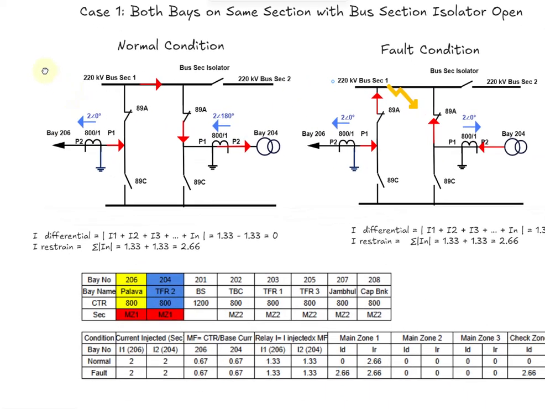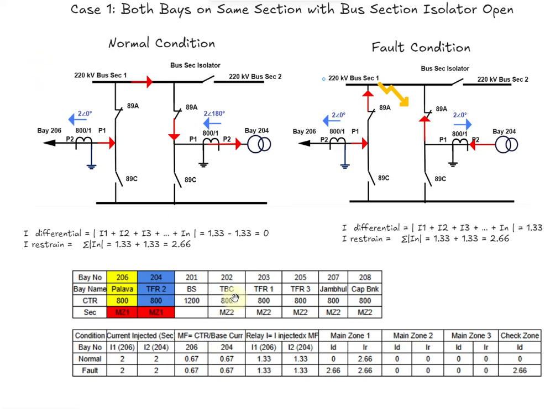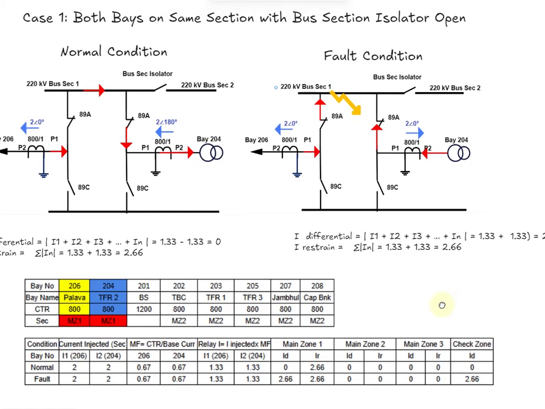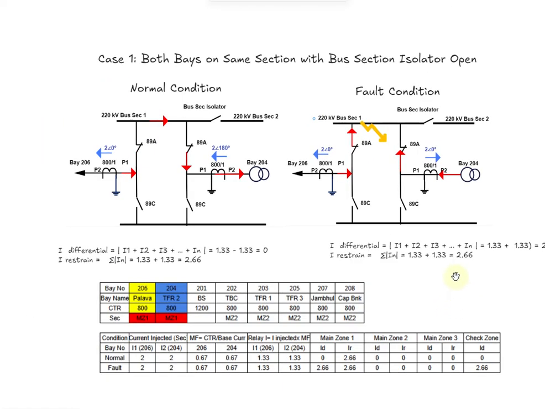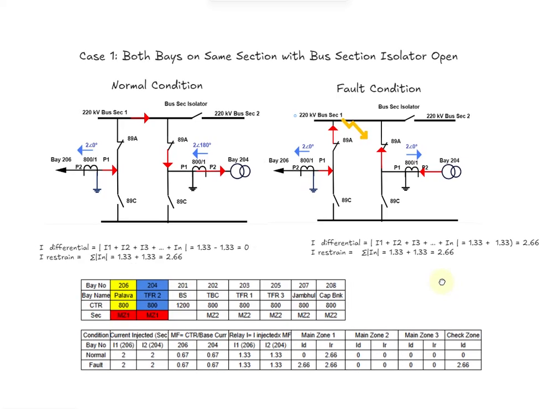So in the fault condition, we have to note that there should be current in the differential current, and all the bays on bus section 1 should operate. We should check that.